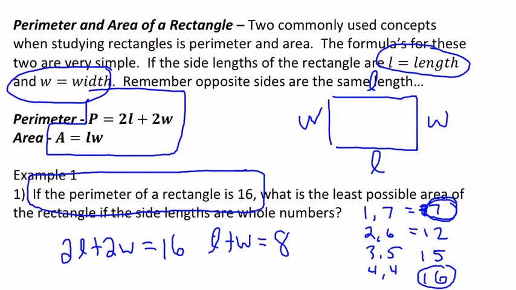So we either wanted the side lengths to be furthest apart, like 1 and 7, or closest together, like 4 and 4, which is a square, but a square is considered a rectangle. So our answer is the least possible area of 7.